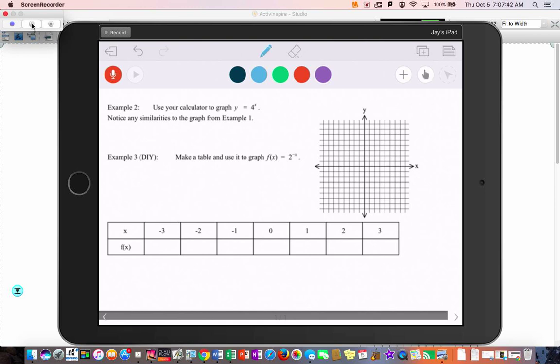All right, so the next one is this DIY. So go ahead and make a table. Be careful when you plug in the exponent, and let's see what you come up with. So pause the video now, do the graph, and then come back and look.